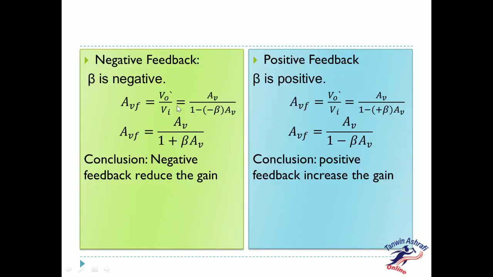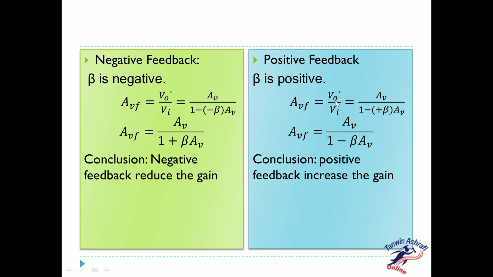Negative feedback. In negative feedback, we have studied that the fed back output fraction is out of phase with the input source. It means beta is negative. If we put the negative value of beta, we get AVF equal to AV divided by 1 plus beta AV. Since the term beta AV is much larger than 1, negative feedback reduces the gain.